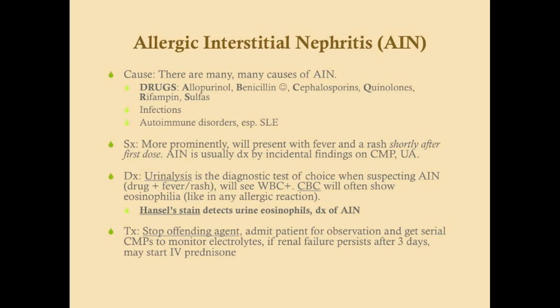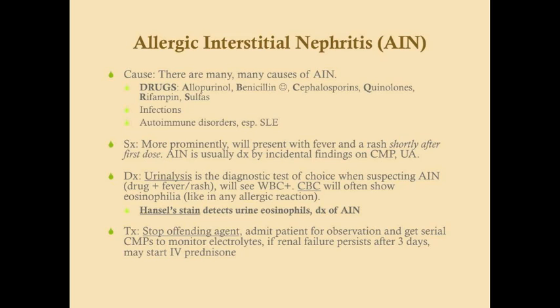a possible result. Now, what are you going to think of first when you see a patient that takes one of these drugs and develops a rash? You're going to think of just a simple allergic reaction. But you're going to want to get a urinalysis on any patient that starts a drug and then shortly presents with a fever and a rash because allergic interstitial nephritis is a possibility. So a urinalysis is the diagnostic test of choice when you suspect allergic interstitial nephritis. So you suspect allergic interstitial nephritis when a patient just started on a drug and now they have a fever and a rash.